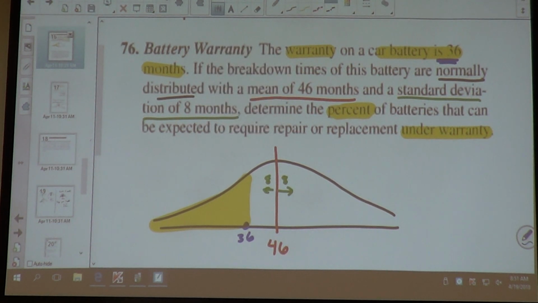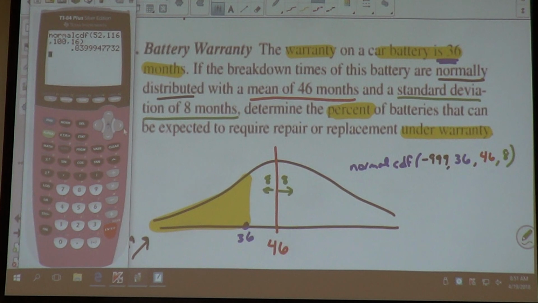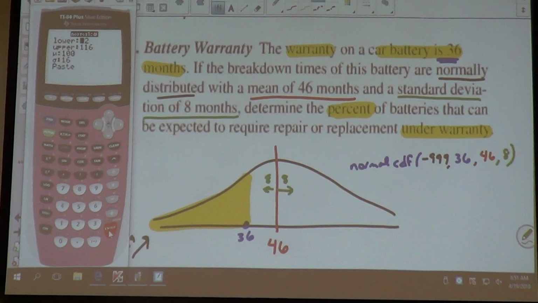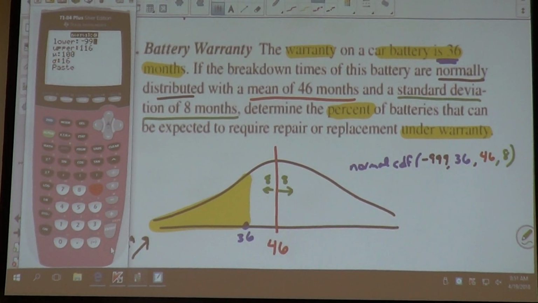So we're going to do the normal CDF. My left is -999. My right is gonna be 36. My mean is gonna be 46. And my standard deviation is gonna be 8. So, second bars, normal CDF, negative 999 to 36, 46, and 8.